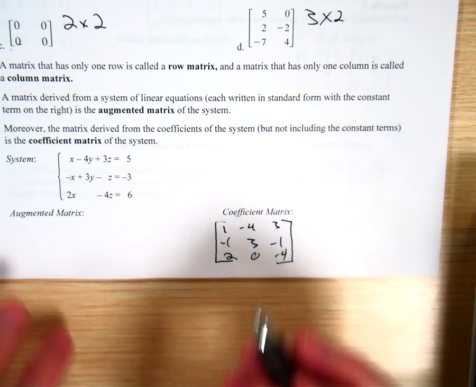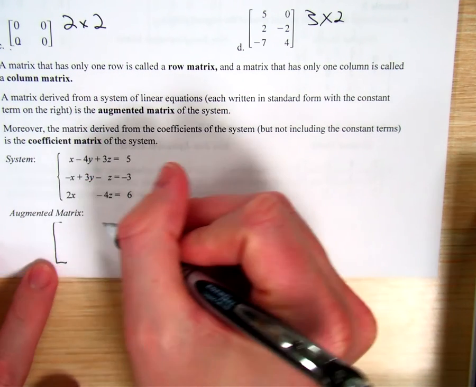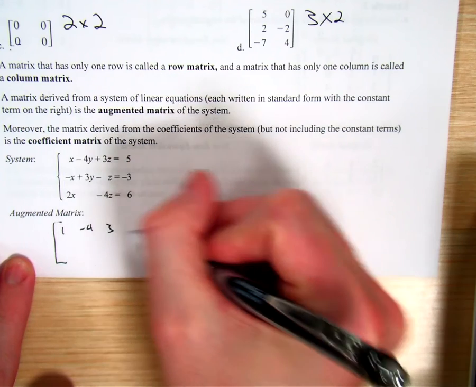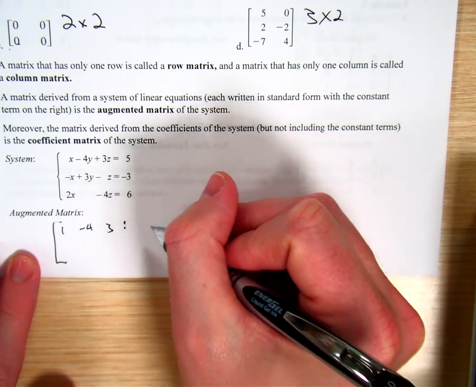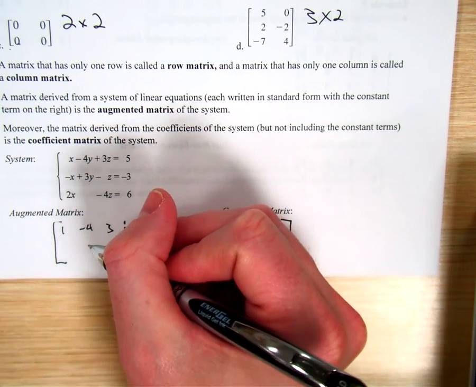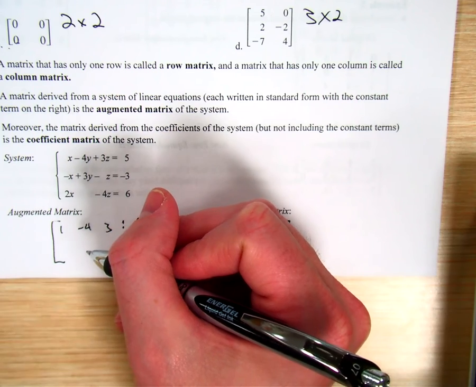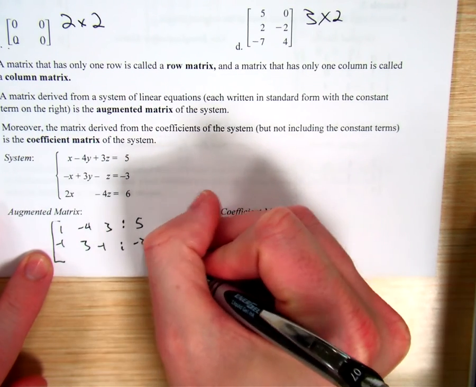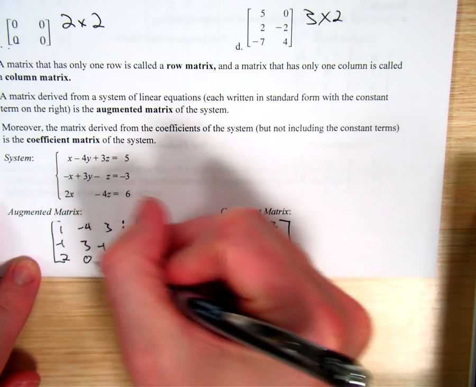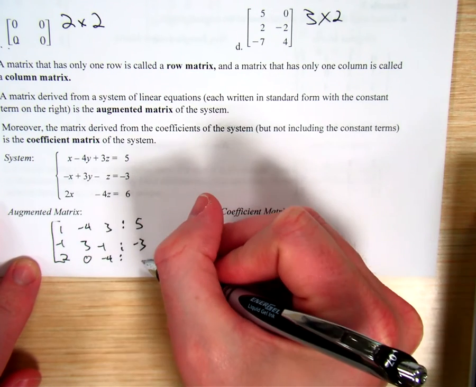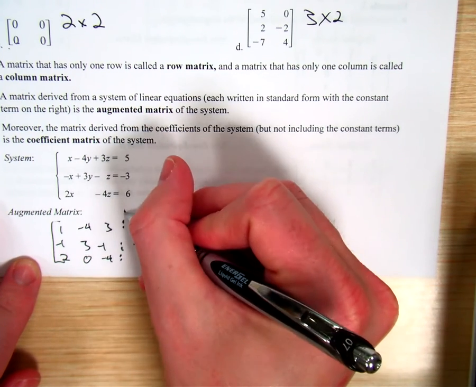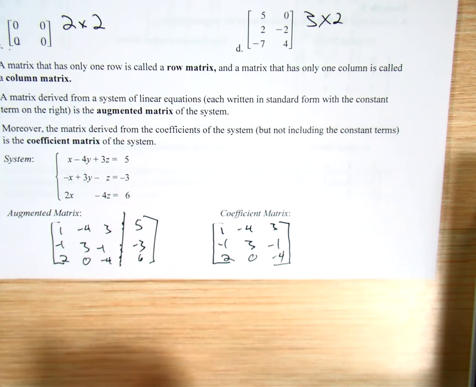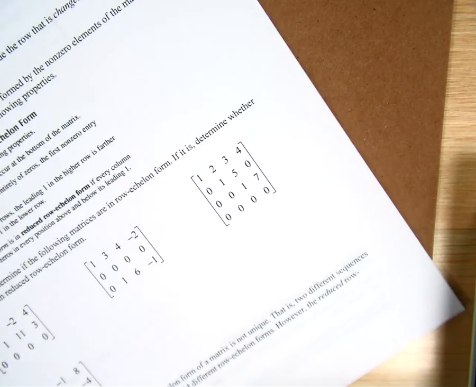What does the augmented matrix look like? We still have our 1, negative 4, 3. Sometimes you'll see dots here, and then the answer. My personal preference is to just draw a line down the middle like that, or not down the middle, but separating the coefficients from the answers. That's how I usually do it.